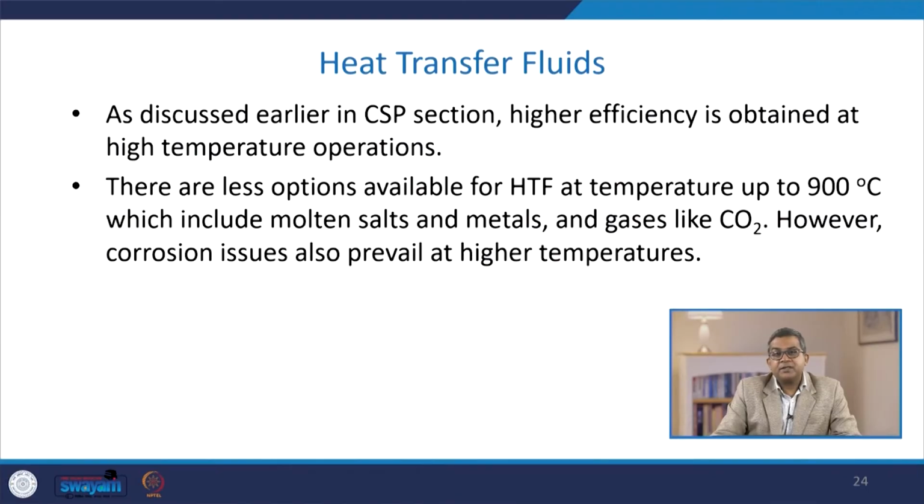Usually, higher efficiency is obtained at higher temperature operation. Now, there are fewer options available for heat transfer fluid at a temperature up to, say, 900 degrees Celsius, which includes molten salt, metal, and gases, sometimes like carbon dioxide, etc. But when we go for a higher temperature, the issue pertaining to corrosion also prevails. So, all these things must be addressed while designing, selecting, and developing any kind of system.